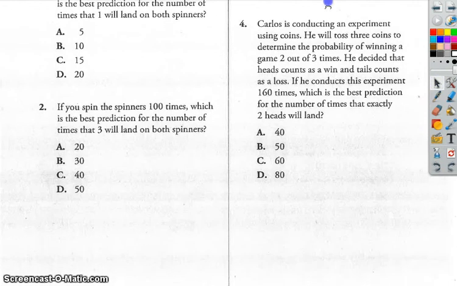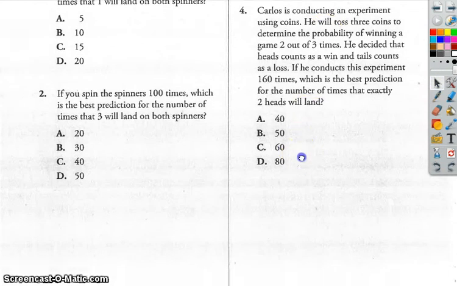Number 4, Carlos is conducting an experiment using coins. He will toss 3 coins to determine the probability of winning a game 2 out of 3 times. He decided that heads counts as a win and tails counts as a loss. If he conducts this experiment 160 times, which is the best prediction for the number of times that exactly 2 heads will land? So for myself, I'm going to use a tree diagram.